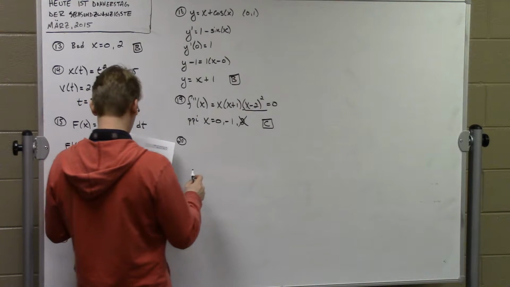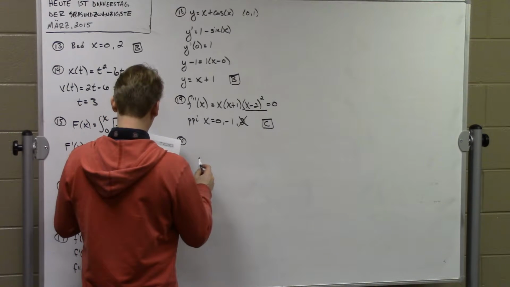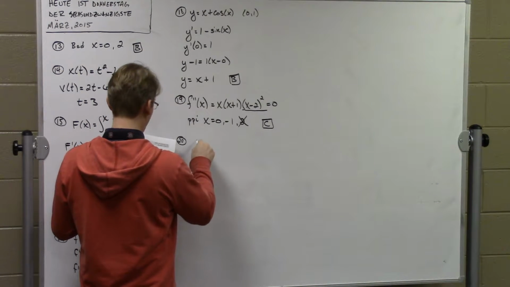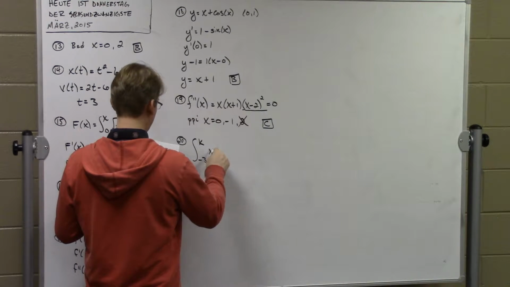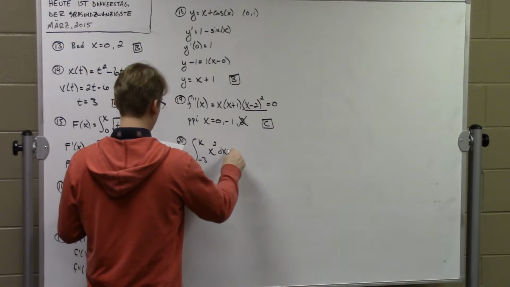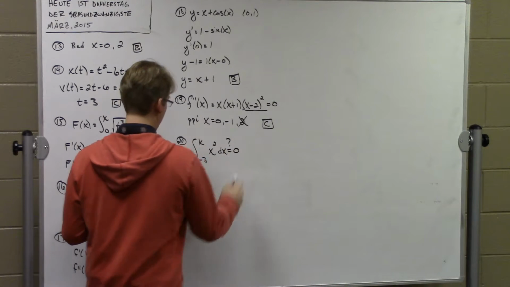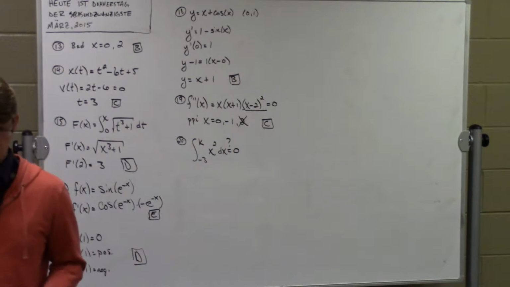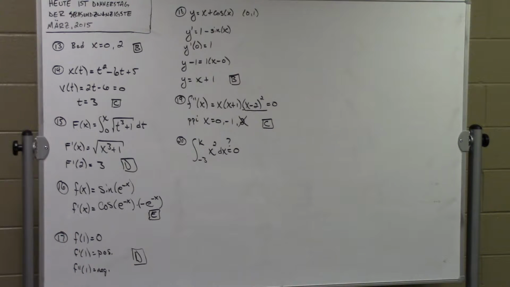Awesome. What are the values of k for which the integral from negative 3 to k of x squared dx is equal to 0? 3 points, give me now. What do you got? The answer is 3, see?